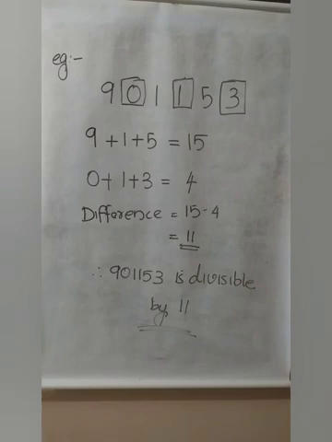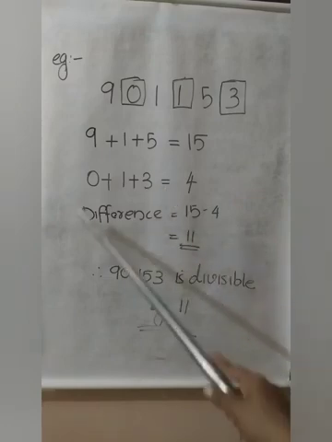Subtract the two sums. It doesn't matter if you get a smaller or larger number here; apply the rule of subtraction. That means subtract the smaller number from the larger number. So 15 minus 4, what are you getting here? 11.